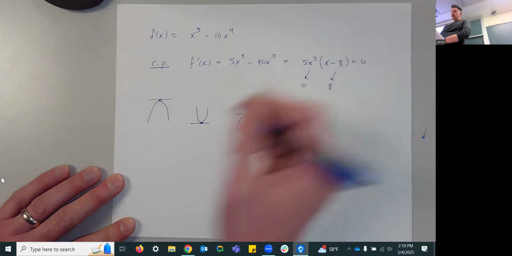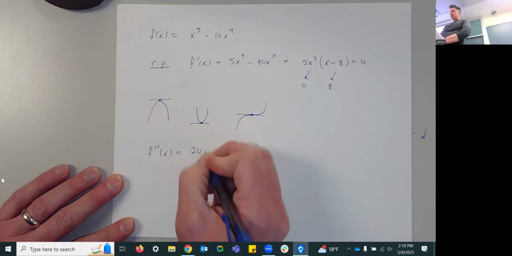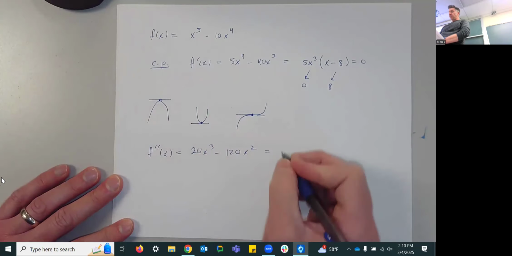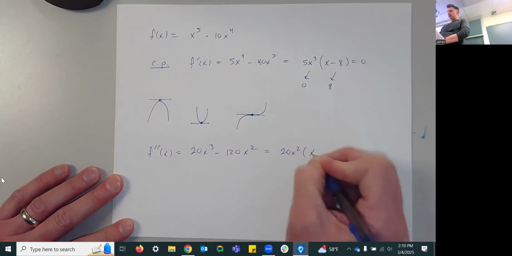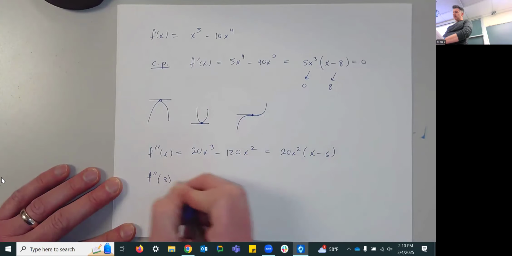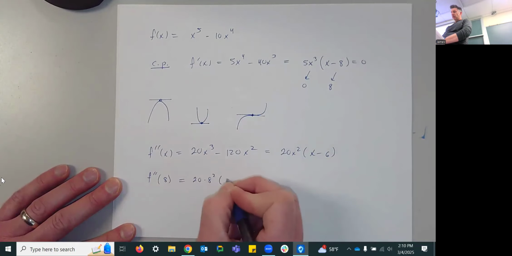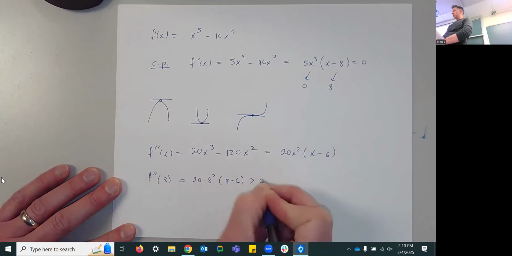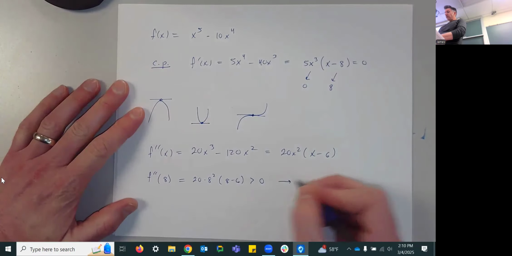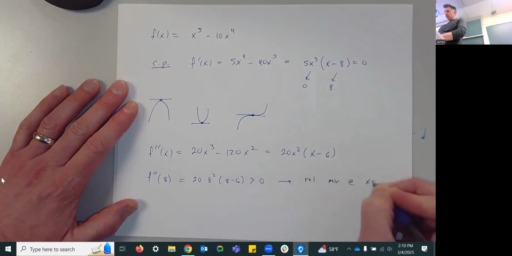So let's take a look at the second derivative. F double prime of x is going to be 20x cubed minus 120x squared. You should factor out the 20x squared, and you're left with x minus 6. F double prime of 8, I don't really care what it is. I care that it is certainly positive. So we have a relative minimum at x equals 8.